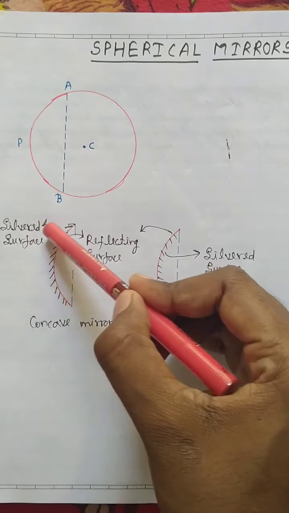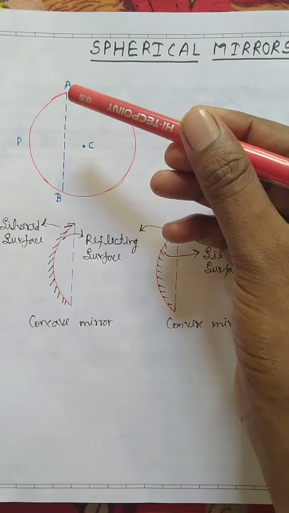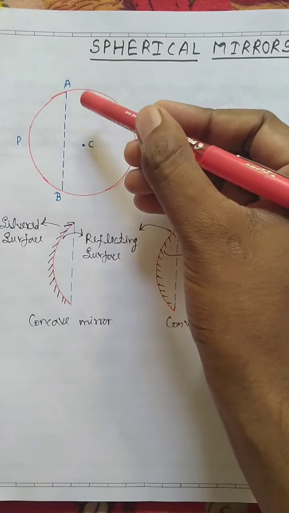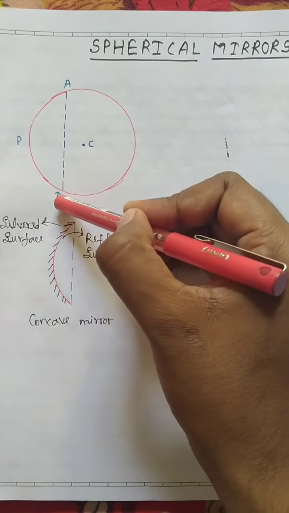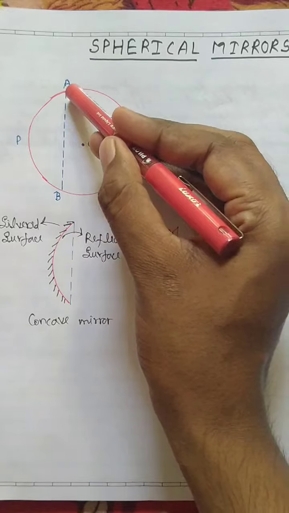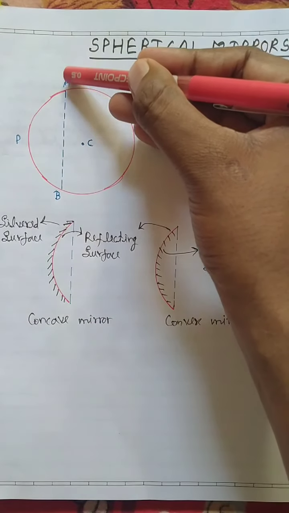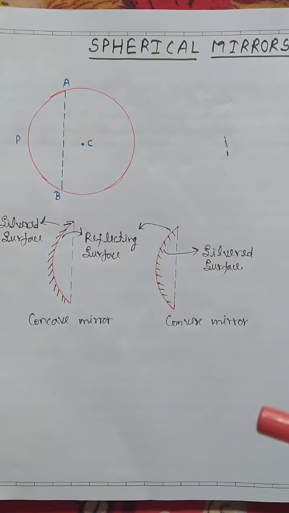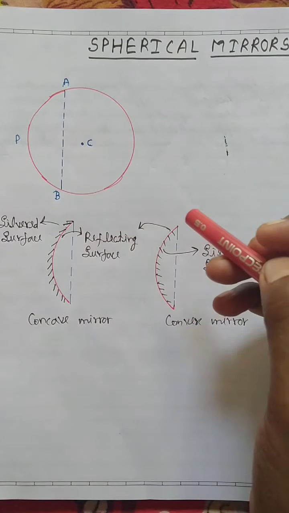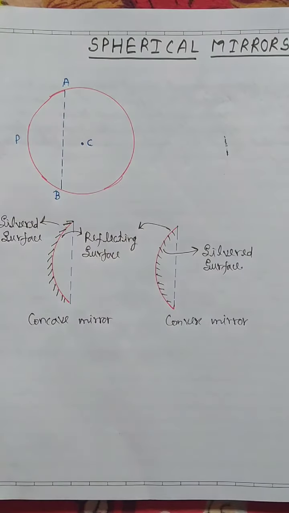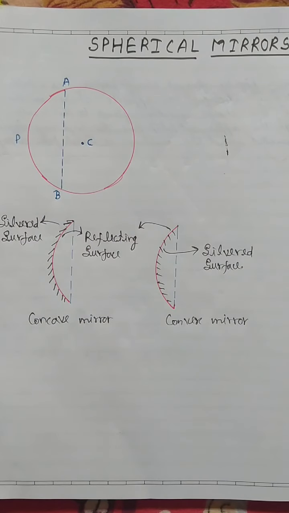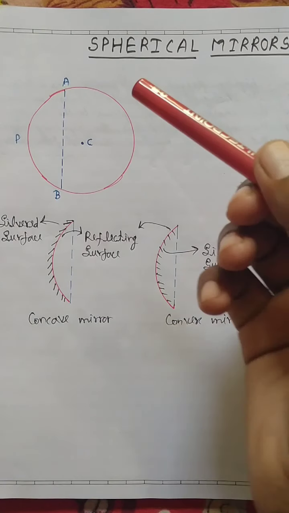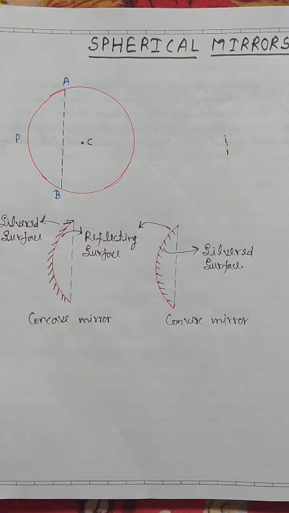Consider a hollow glass sphere being cut by a plane, and this plane is AB. Now listen carefully. The section APB cut by the plane forms a part of a sphere and is known as a spherical surface. That means the surface APB is called the spherical surface. If either side of this spherical surface is silvered, then we get a spherical mirror.